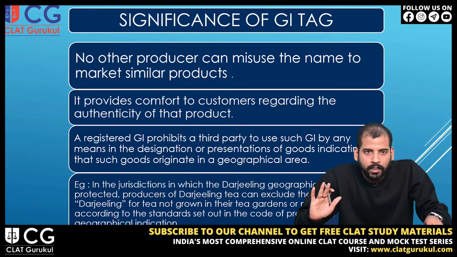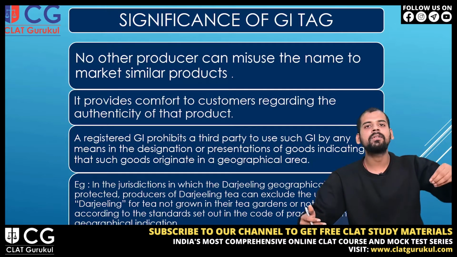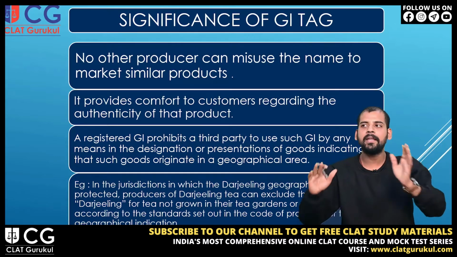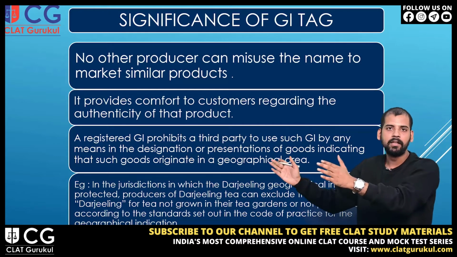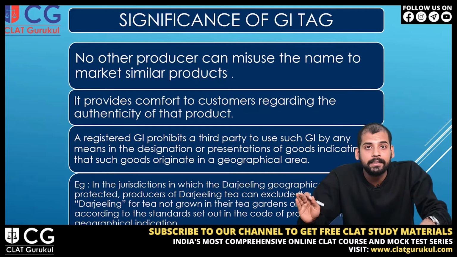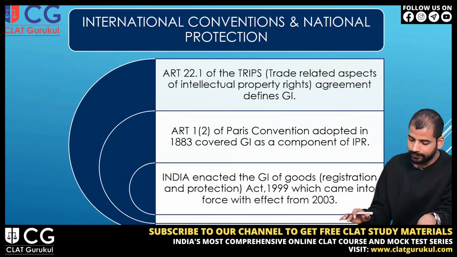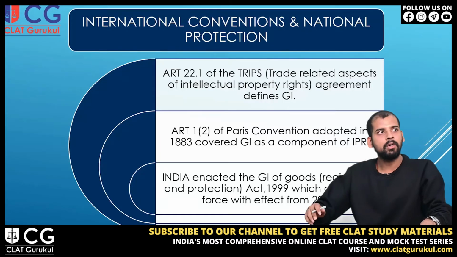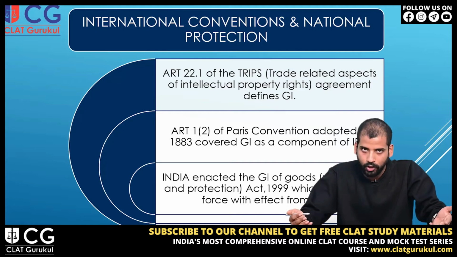Like I said before, if it is Darjeeling tea, you can't grow some other sort of tea and name that product as Darjeeling tea. No, you'll have to face some penalty because it is a legally protected right, so you'll face some consequences with regard to that, right? So next, now you know what a GI tag is and the significance of the geographical indication tag.